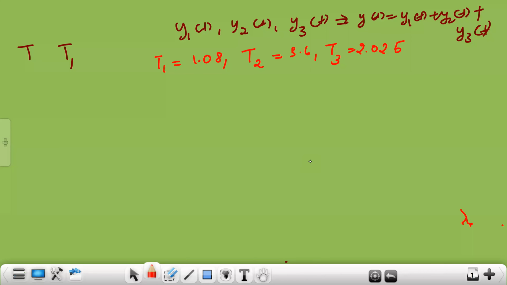So how is this being done? First, one of the signals is to be taken as the reference signal. Either you can take y1, y2 or y3, any of the signals, as a reference signal. Here, for our convenience, I will take y1 as the reference signal.